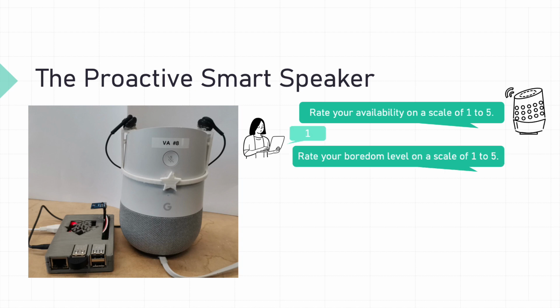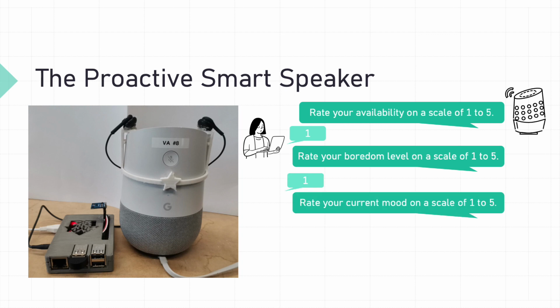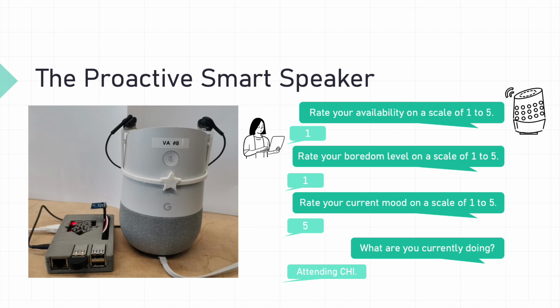Rate your availability on a scale of 1 to 5. 1. Rate your boredom level on a scale of 1 to 5. 1. Rate your current mood on a scale of 1 to 5. 5. What are you currently doing? Attending Chi. Thank you for your time.